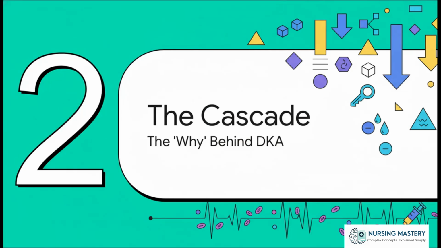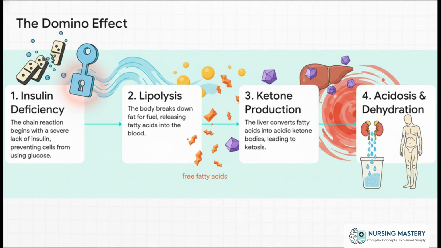Okay, so now let's dig into the cascade. This is the pathophysiology, the why behind DKA. And trust me, once you understand this sequence of events, all the symptoms and all our treatments will make perfect sense. The best way to think about it is like a series of dominoes. It all starts with domino number 1, a major lack of insulin. Without insulin to act as the key, glucose can't get into the cells, so it just piles up in the blood, causing hyperglycemia.